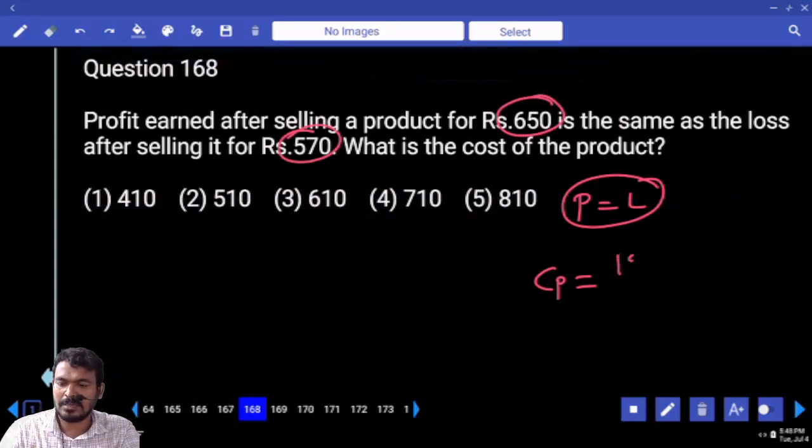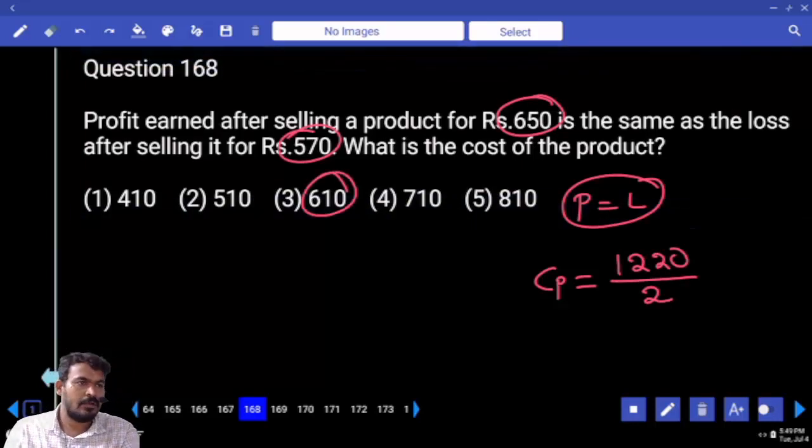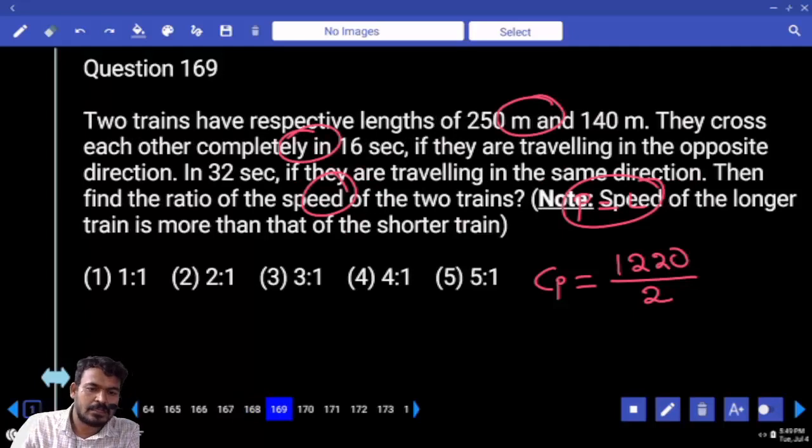What is the sum of the selling prices? 1220. Average means divide by 2, or not? What is the answer? 610. When profit equals loss, simply we write cost price is the average of selling prices or the sum of the selling prices? Average of selling prices. Next, 169.